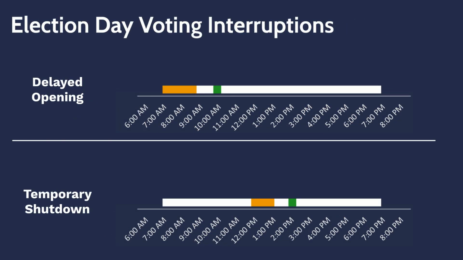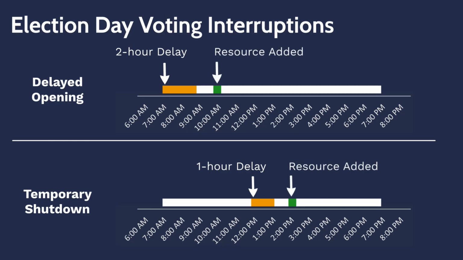The results from this analysis indicate that when a polling location experiences a 2-hour delay in opening or a temporary 1-hour shutdown at some point on Election Day, voter wait times can be minimized by adding as few as one bottleneck resource as late as an hour after the interruption has been resolved.